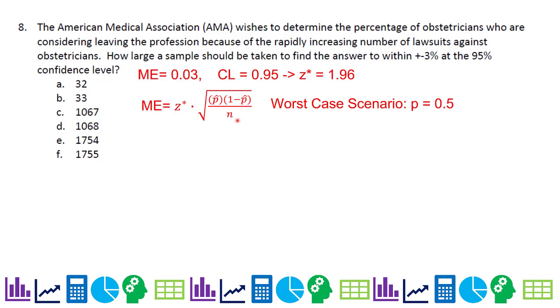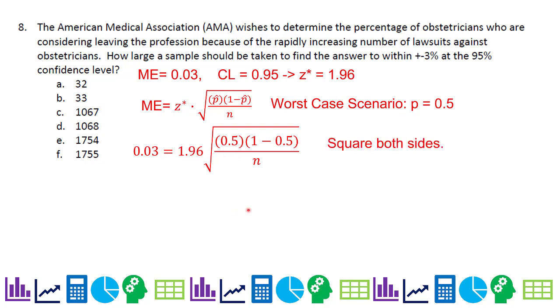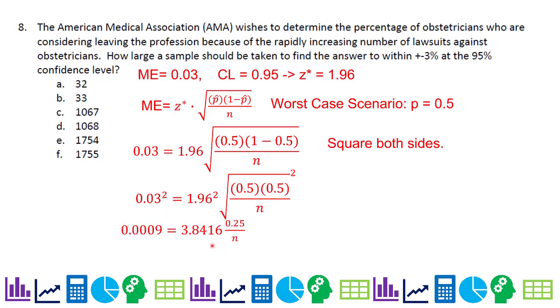You basically just go ahead and put in 0.5 for P if you don't know what P is. This is the worst case scenario when standard deviation is going to be the biggest. So here we go. We got 0.03 and 1.96 and 0.5. So we square both sides, right? Everything gets squared. And so the square root just pops out. It's 0.25 over n, and these two are just the above squared. Then I can go ahead and put the n on the other side and divide by the 0.0009, and I get 1067.11.